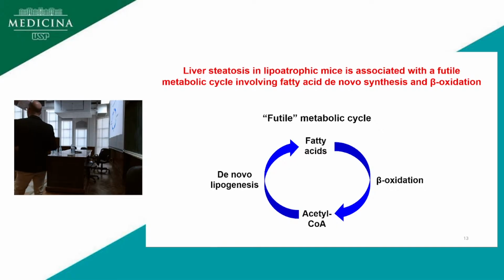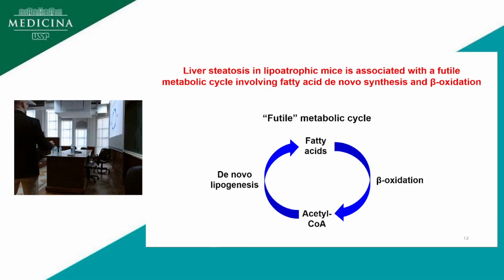So what I have shown you so far is that in the liver of the lipoatrophic mice, we have what we call activation of a futile metabolic cycle. So what is a futile metabolic cycle? A futile metabolic cycle occurs when you have the activation of antagonistic metabolic processes, such as de novo fatty acid synthesis, in this specific case, and fatty acid oxidation. Although they are denominated as futile, futile metabolic cycles do have a lot of functions in cells. And one of the functions of a futile metabolic cycle in the cell is to increase energy expenditure.